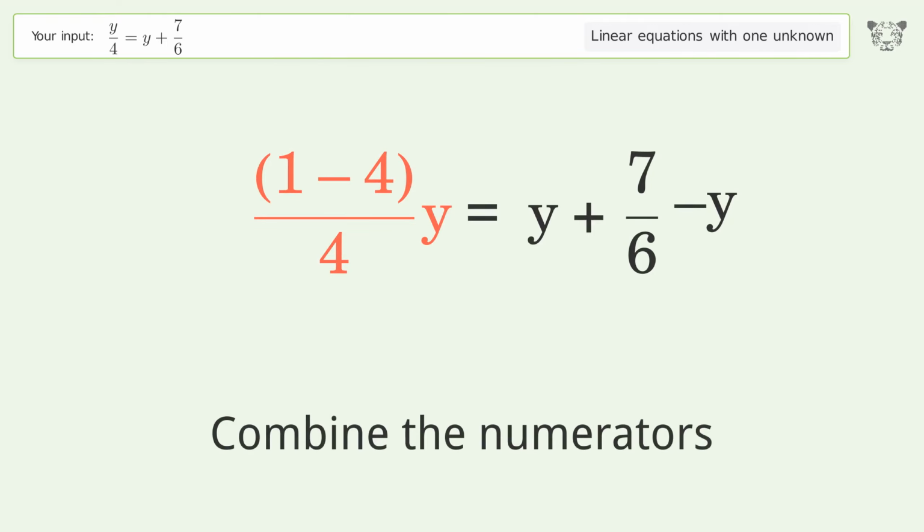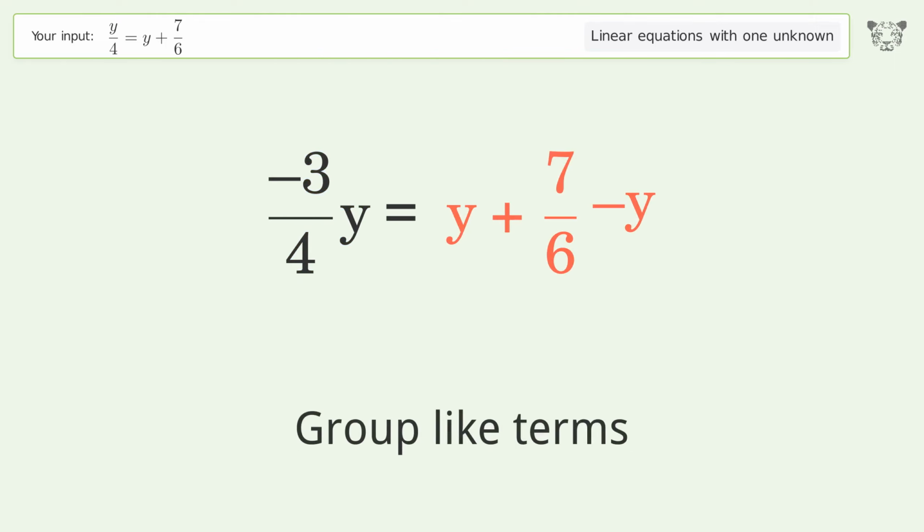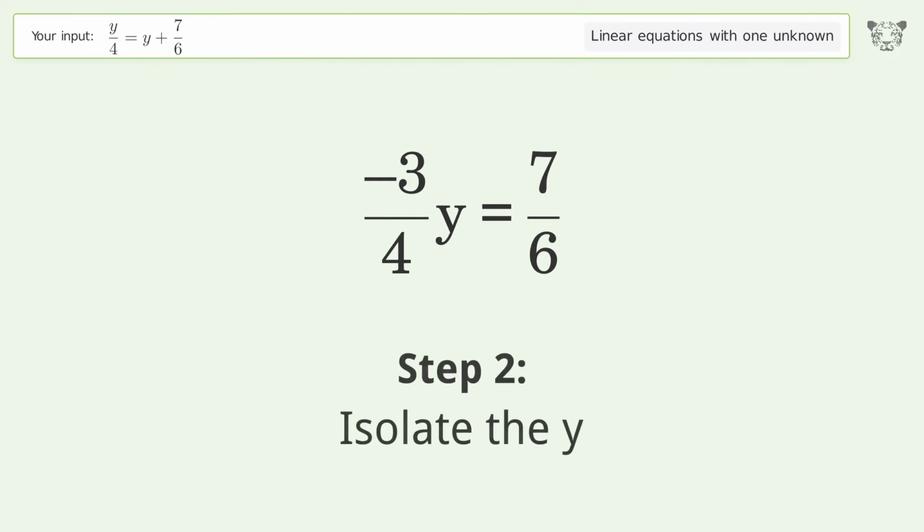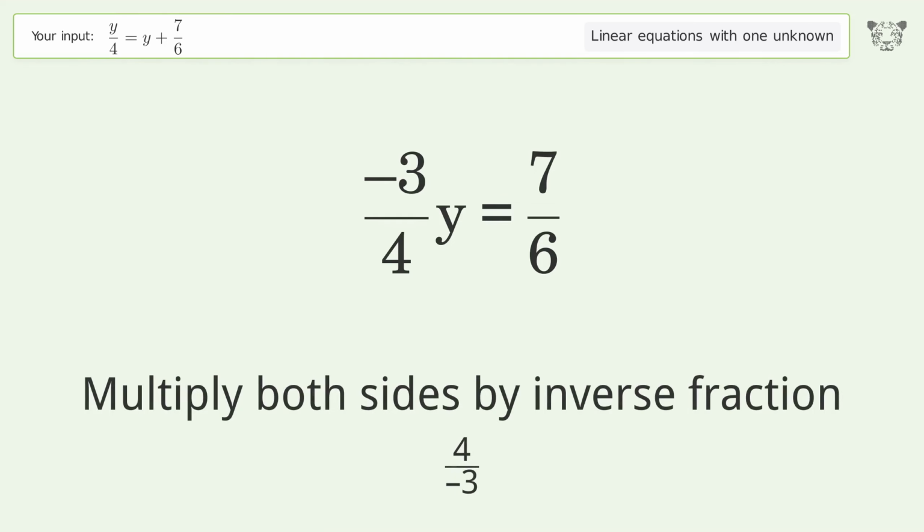Combine the numerators. Group like terms. Simplify the arithmetic. Isolate the y. Multiply both sides by inverse fraction 4/-3.